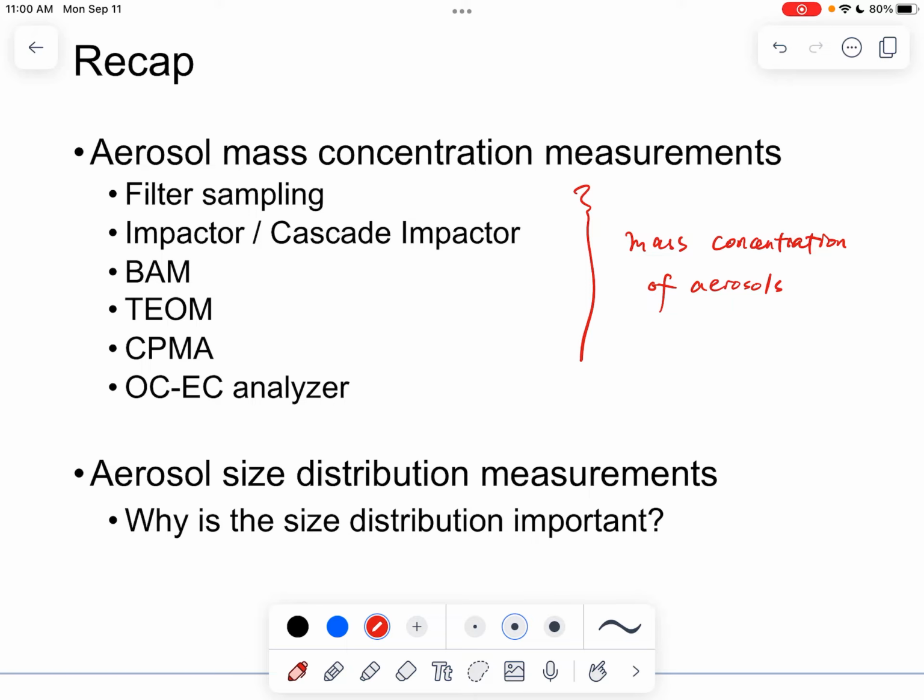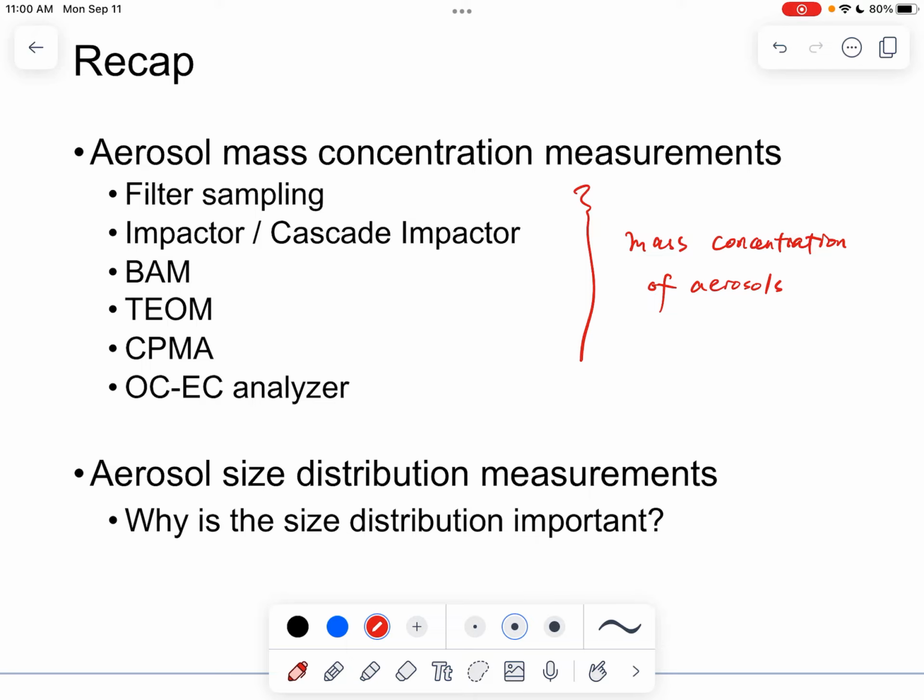Okay, so this class we're going to talk about the aerosol size distribution measurements. Similar to the question that we asked when we introduced the aerosol number concentration measurements or the mass concentration measurement, now we have a new question. So why is the size distribution so important? Why do we have to do such measurements?